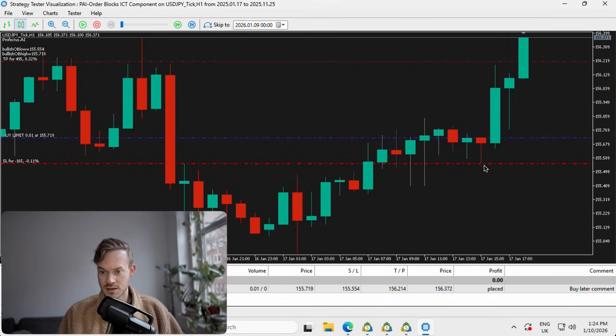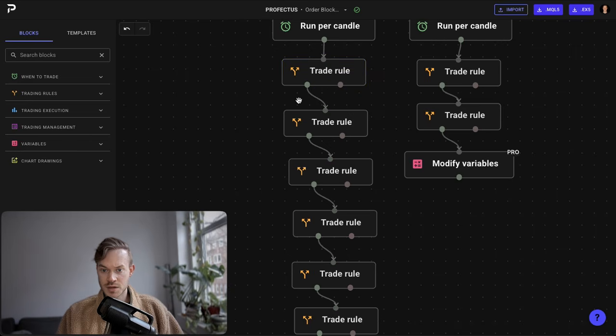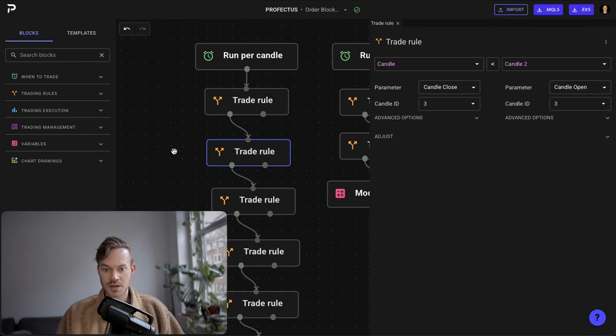So this is like here, this little gap, right? This candle low is slightly lower than this candle low. So what this means to us, this block, this connection is now being triggered because the condition is true. Now let's check out the next trade rule block.